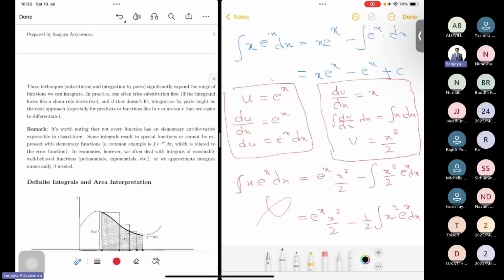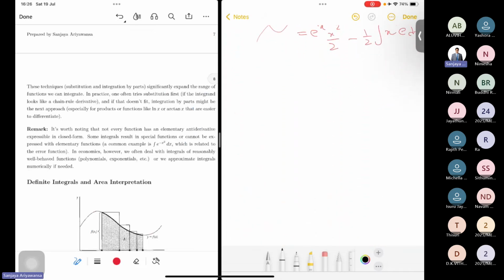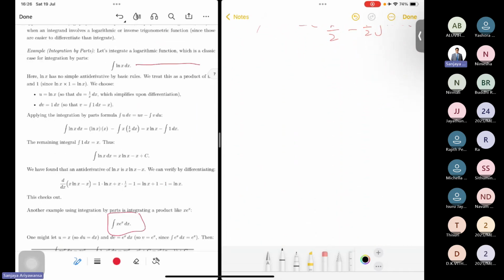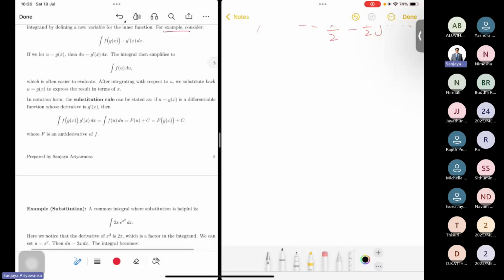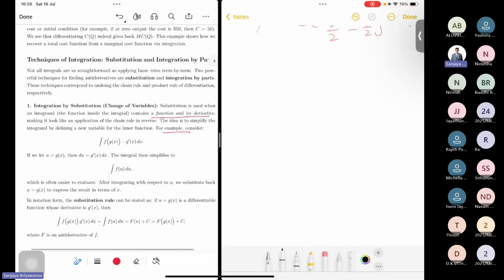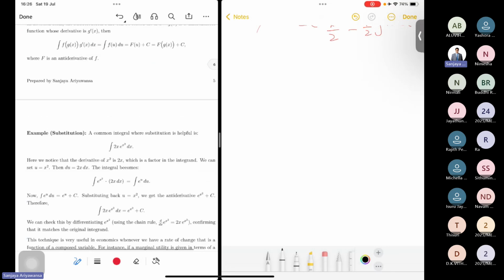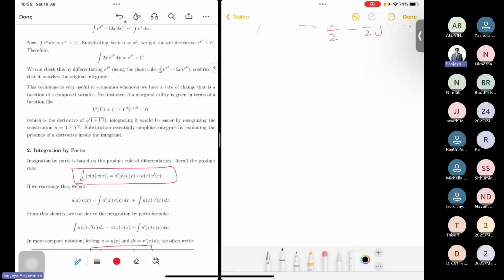So those are two very important techniques that we looked at. One was integration by substitution, right? That is, you change the variables to make the function look easier to solve. The second one was integration by parts.